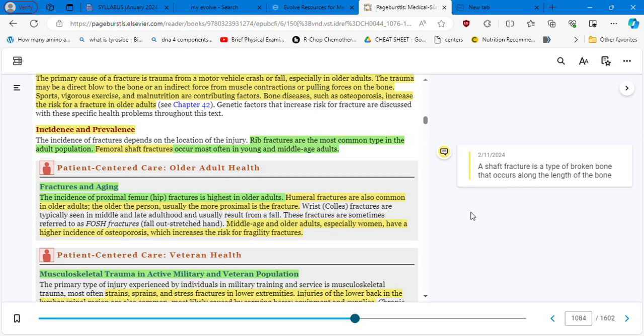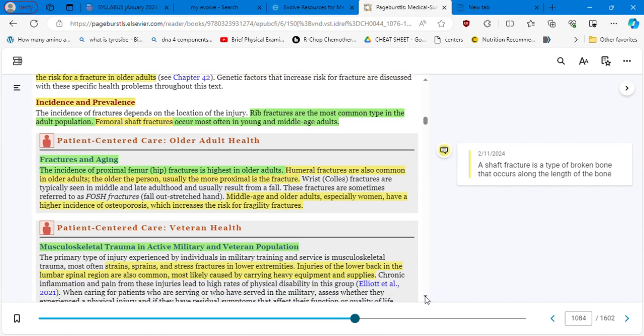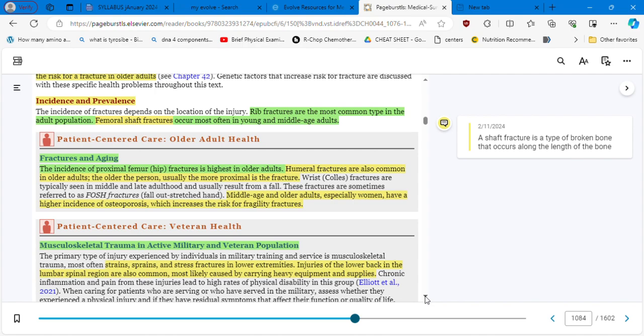And a shaft fracture is a type of broken bone that occurs along the length of the bone. That's the shaft fracture. And as you can see, there are many types of fracture types depending on the bone. So we are getting familiarized with all of them little by little.